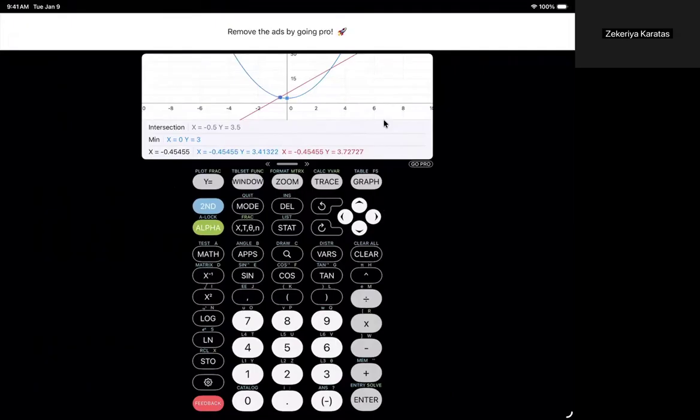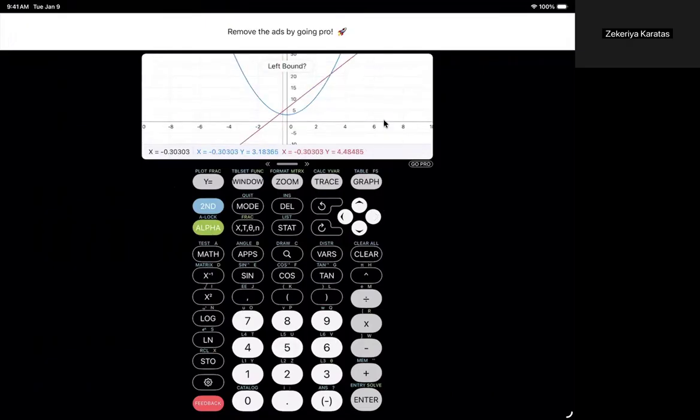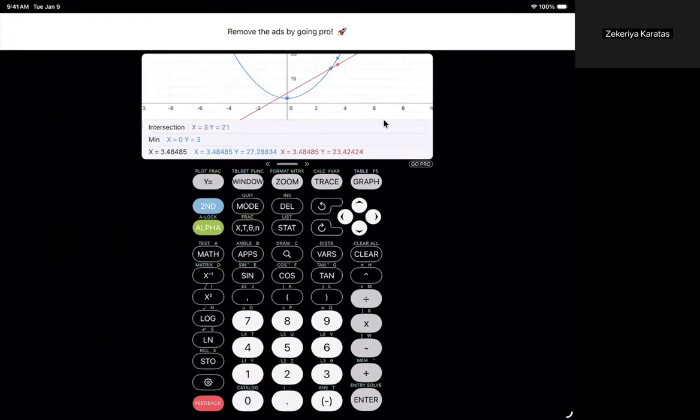So for the second one, we're going to do the same thing. Second trace, go to intersection, which is 5. And then now I'm going to move the left bound close to the second intersection point. Hit enter, and then choose the right bound. Enter. You may need to make a guess in here for TI-84, 83, as I said. But once you do this, then we got 321.